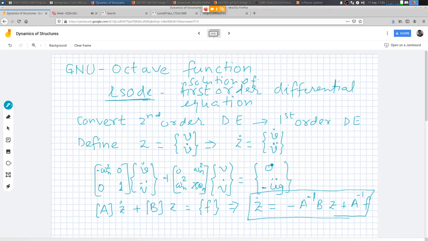Any question? Yes? So how will we incorporate that ug into our code? Like we are downloading it from the site.